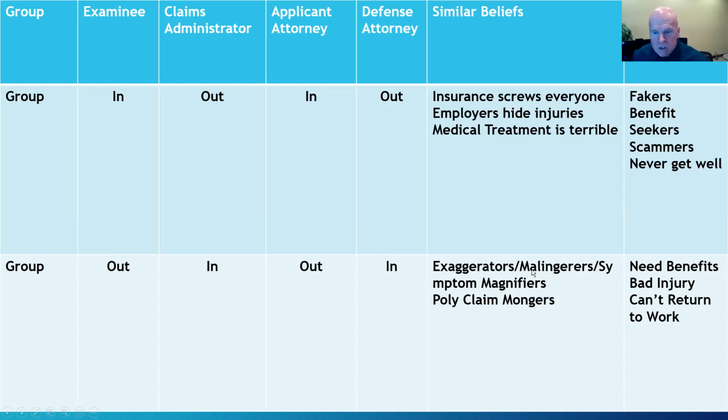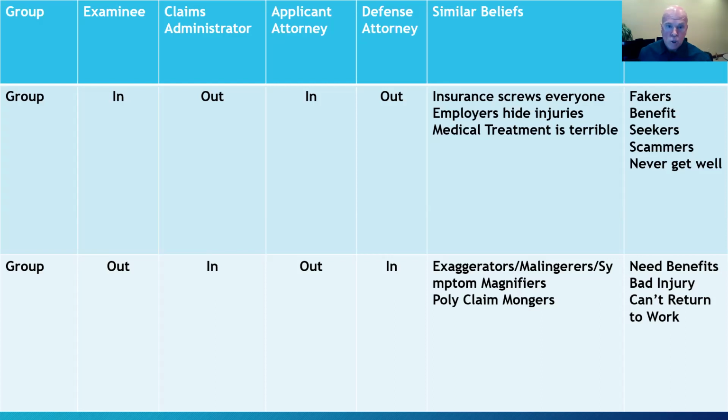They magnify their symptoms, they're symptom magnifiers, and not only do they have a claim for an industrial injury going on, they're poly-claim mongers, meaning they also have a claim for a subsequent injury fund claim. They also have a discrimination claim. They also have a wrongful termination claim. They have all of these claims going, and the work injury is just a tandem claim tacked onto these other claims.